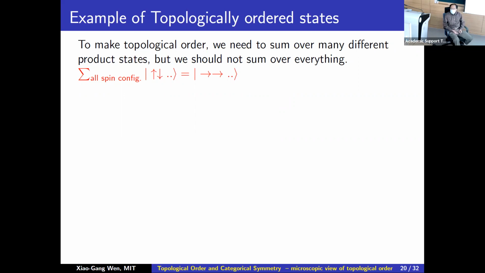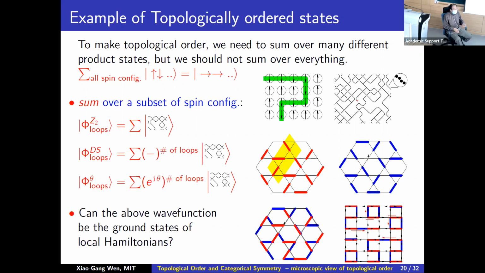Okay, so this gives us an idea. If you do superposition, we should do it properly, not too much. If you do too much, we get nothing. So we sum over a subset of spin configurations. That's a key point. So there's a lot of game to play. Which subset? You can design the model, design the interaction, so that the ground state is a superposition of some subset.